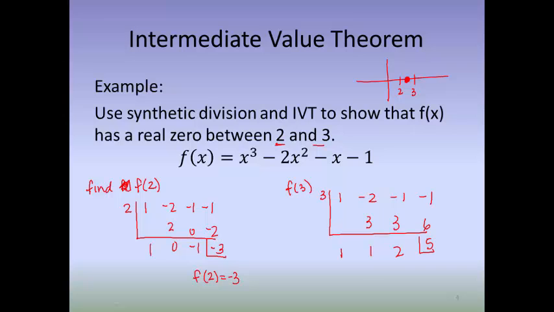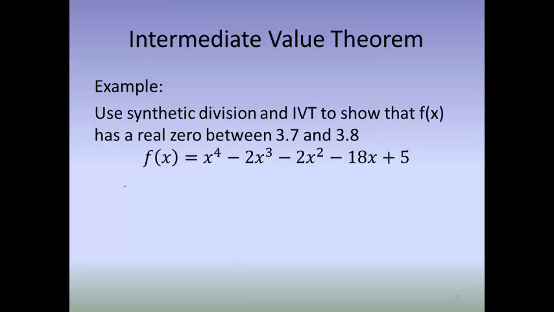All right, so f of 3 equals 5. So there is a 0 between 2 and 3 because f of 2 is negative and f of 3 is positive. So it is true that there is a 0 between 2 and 3. It crosses the x-axis. You have to think about why.